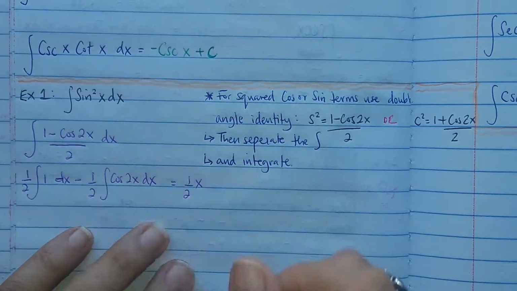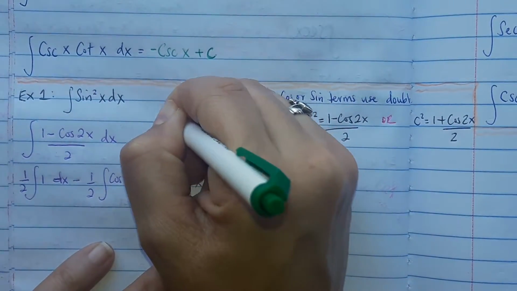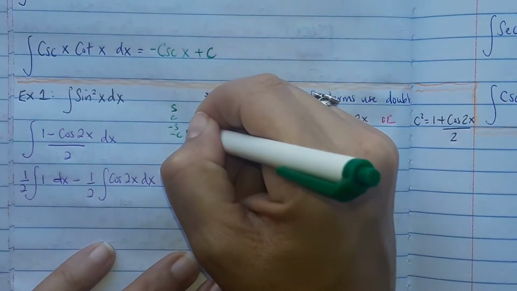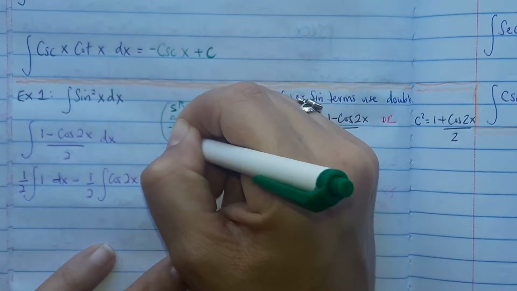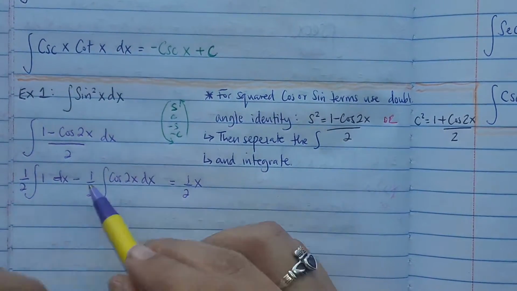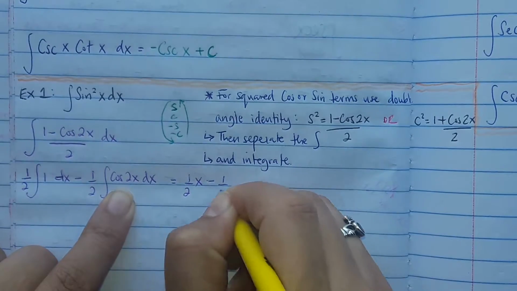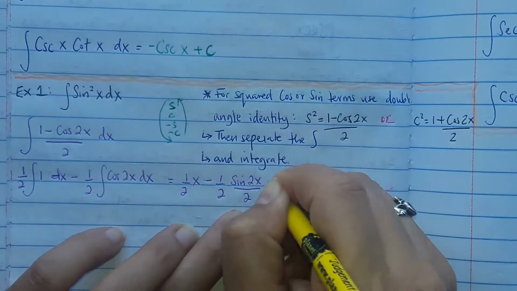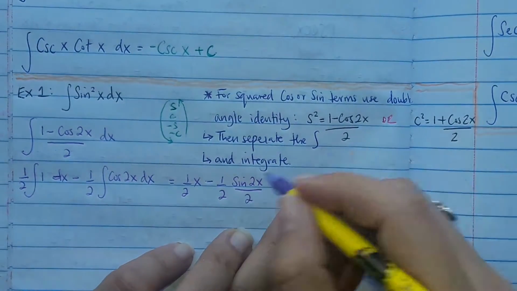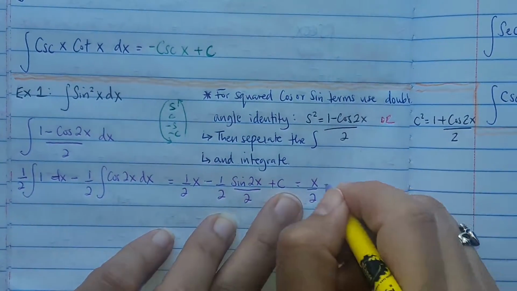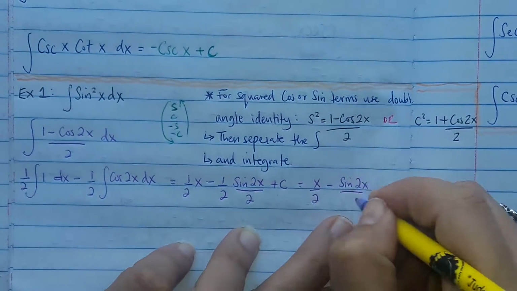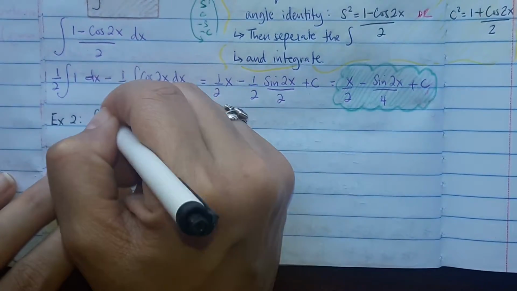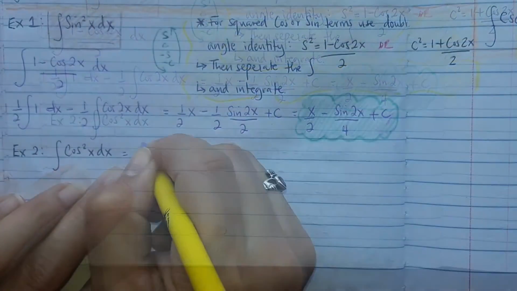And then integrating cosine 2x, well, remember integration goes up, so the integration of cosine would be sine. So you're going to get minus 1/2 and then sine 2x over 2, plus c. Simplifying that, we're going to get x over 2 minus sine 2x, and then the denominators are 2 times 2, which is 4, plus c. That's pretty much it. So let's look at cosine squared.